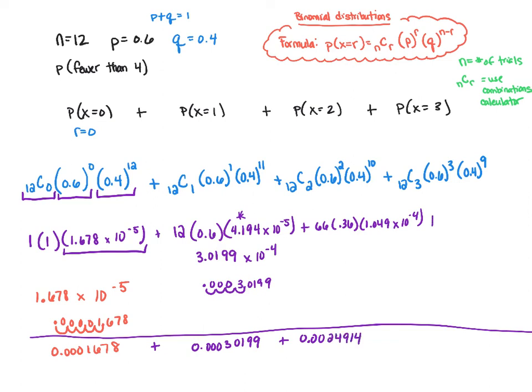All right, and then the next one, the combination for that is 220. 0.6 to the third power is 0.216. 0.4 raised to the ninth power, I'm going to write it here, 2.621 times 10 to the negative fourth. All right, 0.216 times 220.